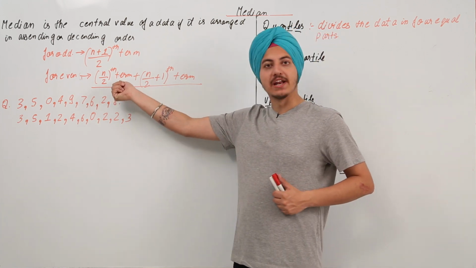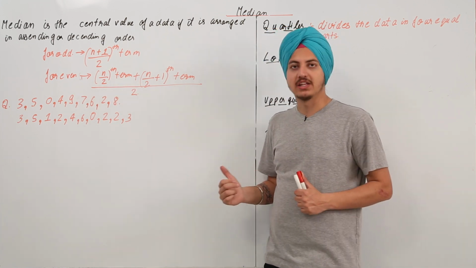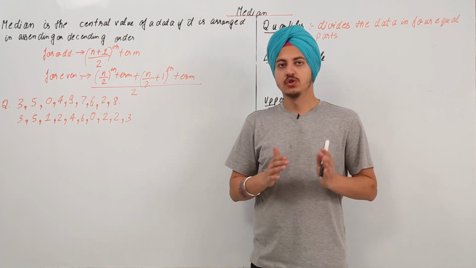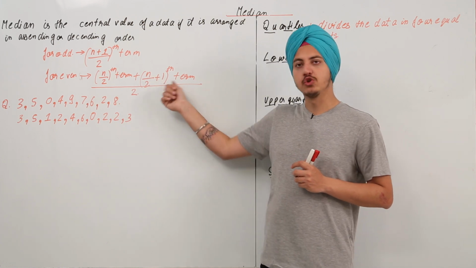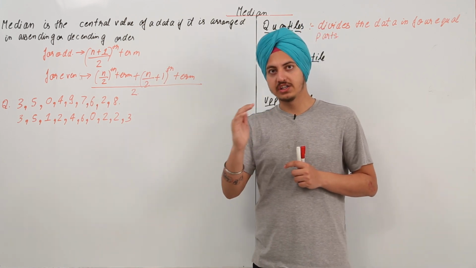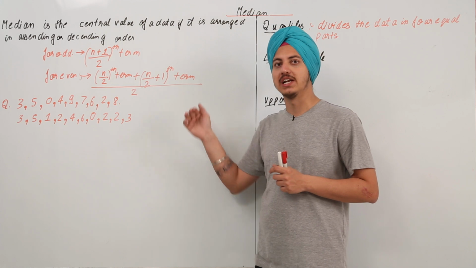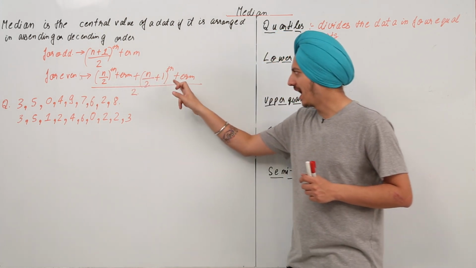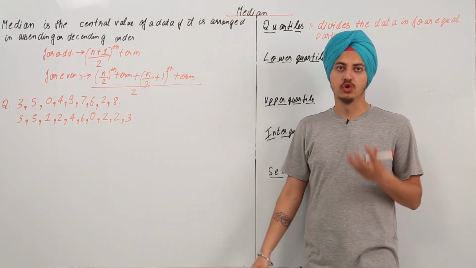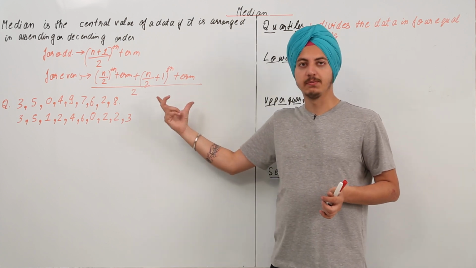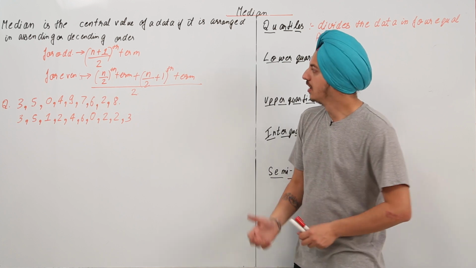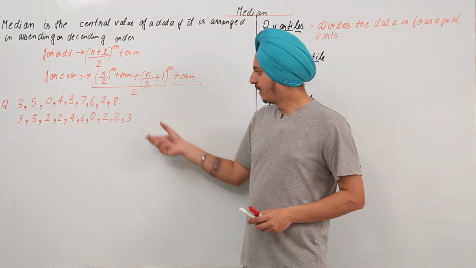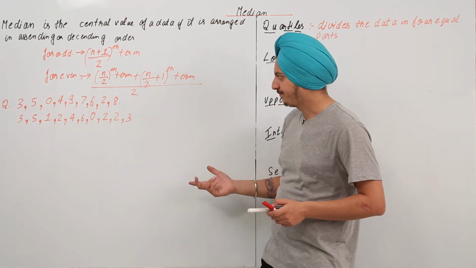So this is n by 2. Now assume that the number of observations is 10. So 10 by 2 is 5, right? And n by 2 plus 1, that is 10 by 2, that is 5, plus 1, that is 6. So the fifth term and the sixth term divided by 2. This is how we calculate median for an even number of data, right? Now I will explain by both of these examples how it is done, okay?